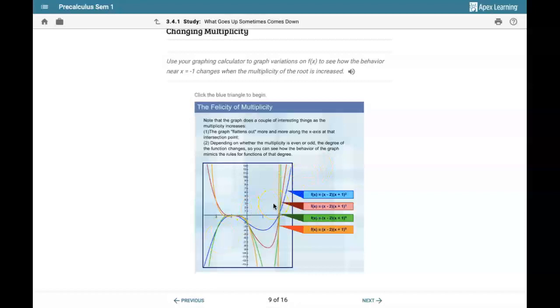Okay, and what you should have also noticed is, again, the elongation of this bump over here, and then the elongation of this flatter region along the x equals negative 1 area. Okay, again, it flattens out more and more along that intersection point, right? Because it's got a greater and greater multiplicity there.